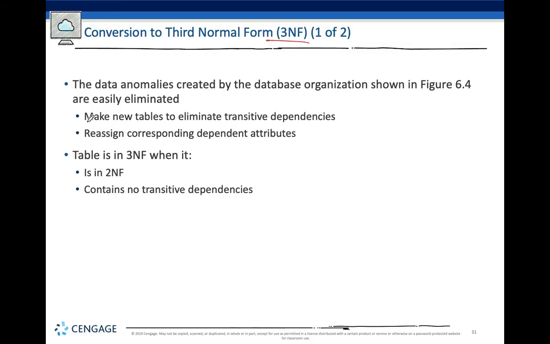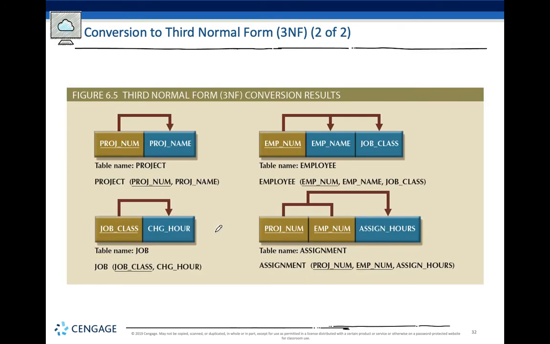3NF, we followed the simple two-step procedure where we broke up the transitive dependency into a separate table. So now we have four tables: project, employee, assignment, and job. In 3NF, there are no transitive dependencies, and each table is already in 2NF.